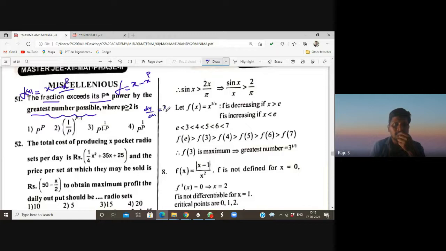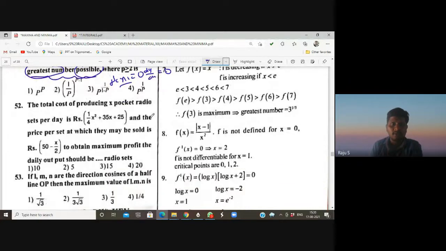Equating f dash of x to 0, you will get the point of maxima or minima, but here they are asking for the greatest number possible. So equating f dash of x to 0, you can get the x value directly. Any one of the options you will get, because it is linear only, no? So linear means you'll directly get the answer when you equate f dash of x to 0. That is fine.